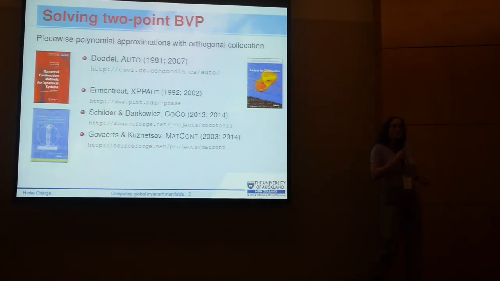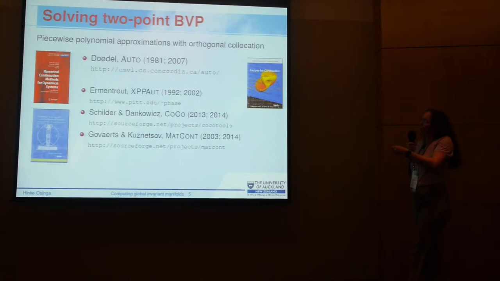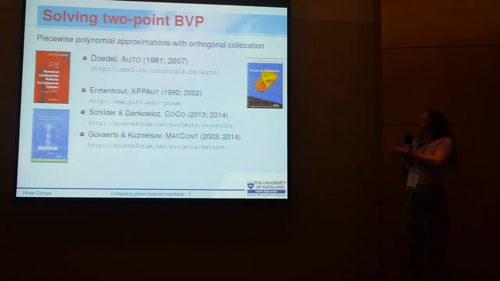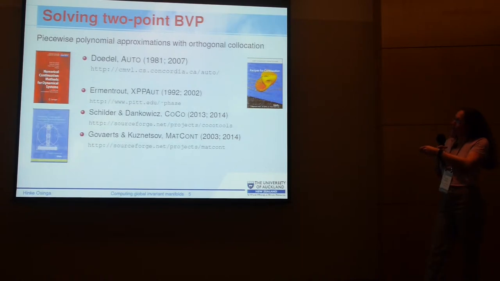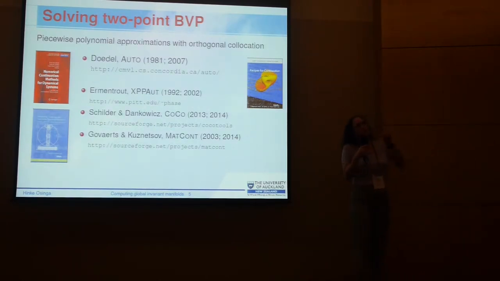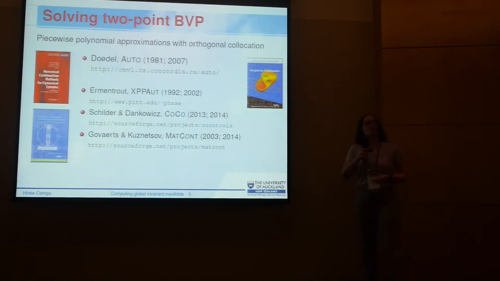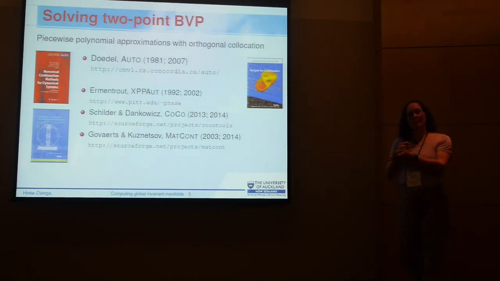So the actual software packages that can do that for you, I mentioned already the one by Eusebius Doedel, that's AUTO, that's one of the oldest. There are two dates here, the first one is when it appeared, and the last one is when the last update was, that I know of. And this is of course where you can get it. So this package is what we're using in the research that I do. Here is XPPAUT, it's a larger package that actually incorporates the 1997 version of AUTO. So it's really AUTO with more. But that's by Bard Ermentrout. Frank Schilder and Harry Dankowicz have a very recently developed package called COCO. And Govaerts and Kuznetsov have MatCont, and COCO and MatCont are both MATLAB-based packages. So you need to buy MATLAB and then you can use their software.